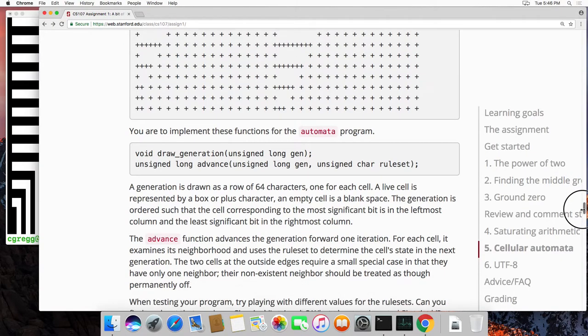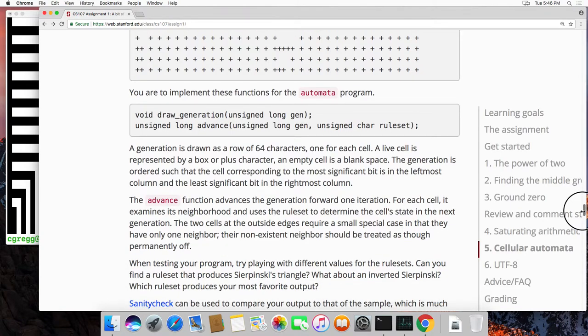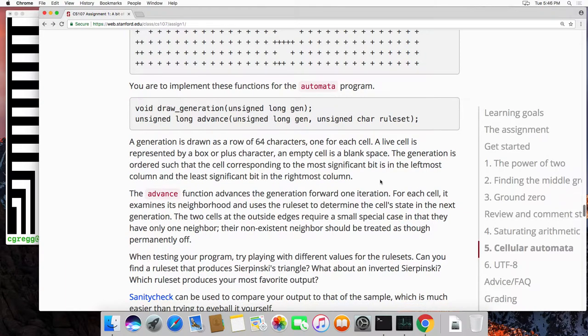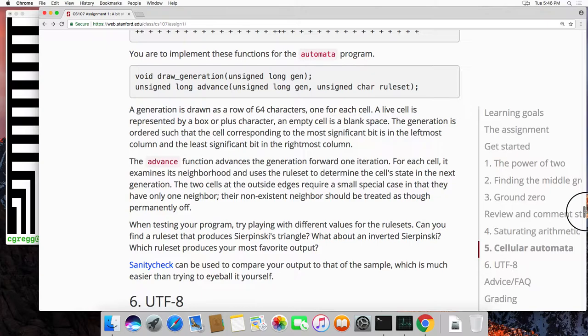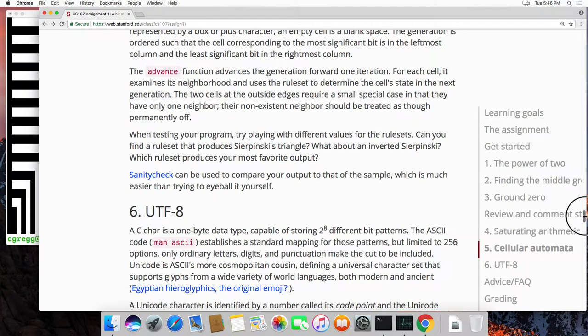All right, the last part of the assignment, by the way, you have to do 2 functions. You have to actually draw the generation, and then you have to do the advance to the next generation. The advance one actually returns the new generation for the next one. You can also, again, with all of these code examples, use sanity check to compare to the sample output if you want, and it's better than actually trying to figure out the output just by looking at it.